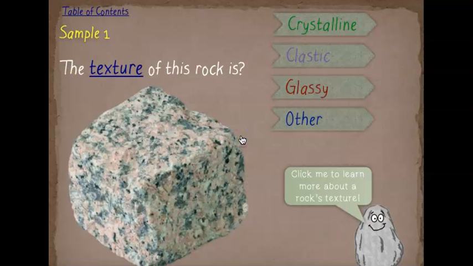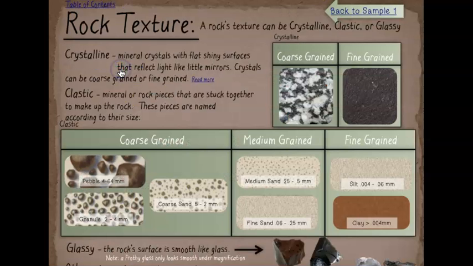Sample number 1. It wants to know what the texture of the rock is. And maybe you're sitting there going, boy, I don't recall very much about texture. There is a link that is built into it for texture. Notice we have crystalline, clastic, glassy, and other. And if I know these 4 terms and I'm fairly confident in them, I could easily click on them, but maybe I need to review what texture means, so I click on the texture link. And it's going to take you to an explanation of texture.